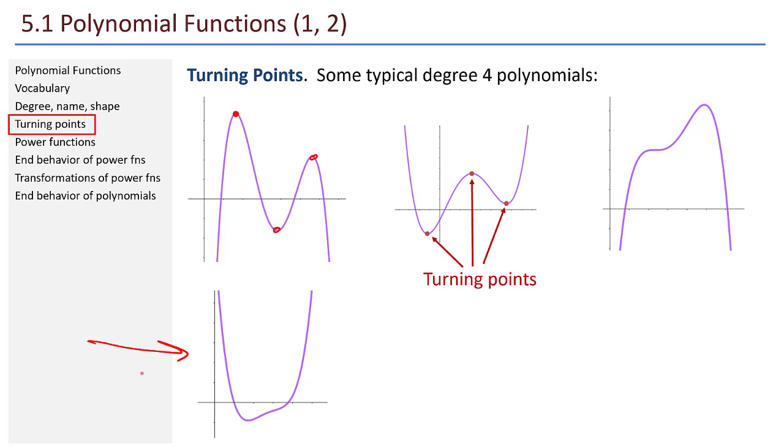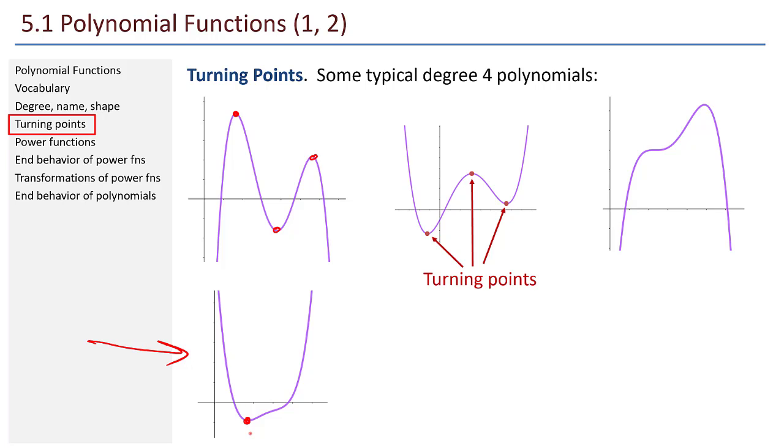But let's take a look at the graph on the bottom left. How many turning points does that have? Well, there's definitely one at the very bottom, and this is where the function changes from decreasing to increasing. But as I go to the right, the function is increasing throughout. So in fact, that's the only turning point. There's only one turning point there.